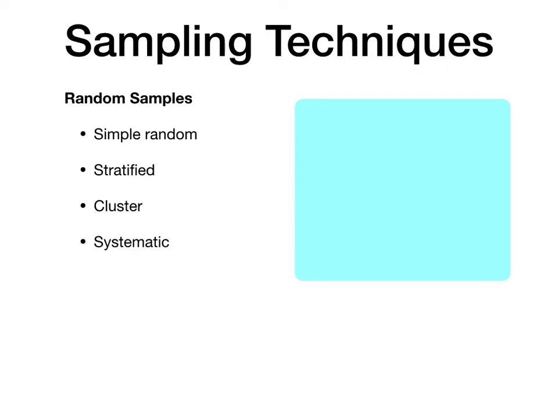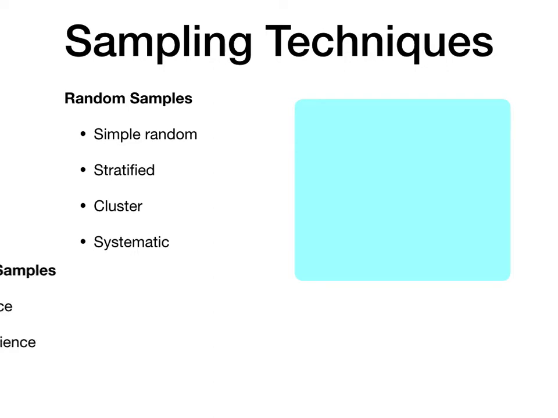Random samples means you collect the sample randomly from the population, but how random do you want to be? How can you stratify your random? There are 4 techniques that are common for random samples. First is simple random, second is stratified, then cluster, and systematic. These are good techniques for collecting a good sample.